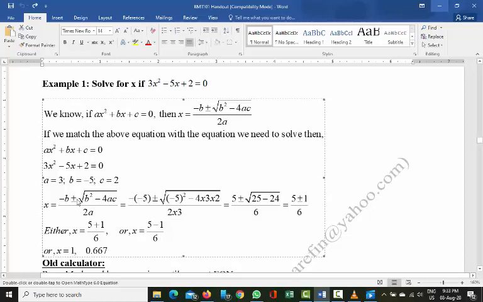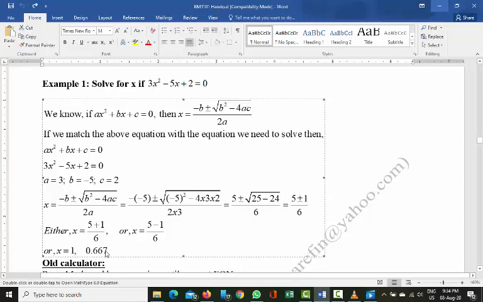And then in the formula we have plus minus root over b square. B square means minus 5 whole square, minus 4 multiplied by a multiplied by c, that is 3 into 2. So if you calculate, you will get 5 plus minus 1 divided by 6. We will take either the plus value or the minus value. So 5 plus 1 divided by 6, and then 5 minus 1 divided by 6.